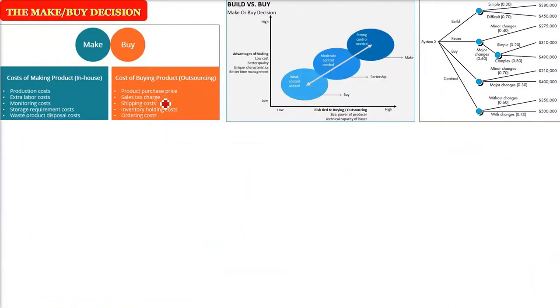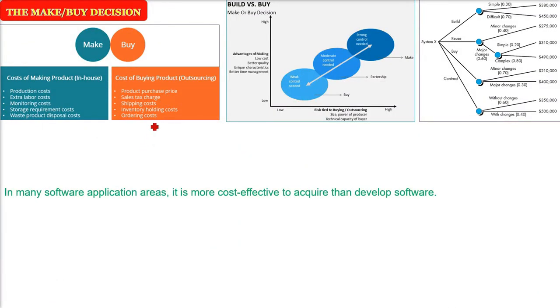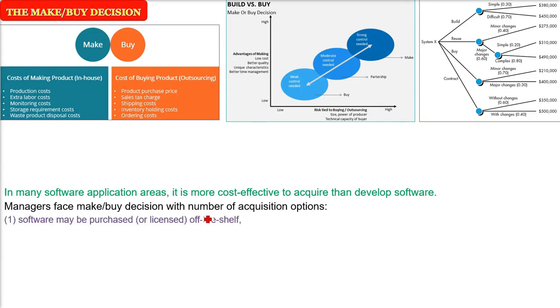The make and buy decision. In various fields, even in the software application areas, it is more cost effective to acquire than to develop the software. Rather than developing, why not buy it, acquire it, a part or full? So managers generally face a make and buy decision, with a number of acquisition options for how to acquire certain things.